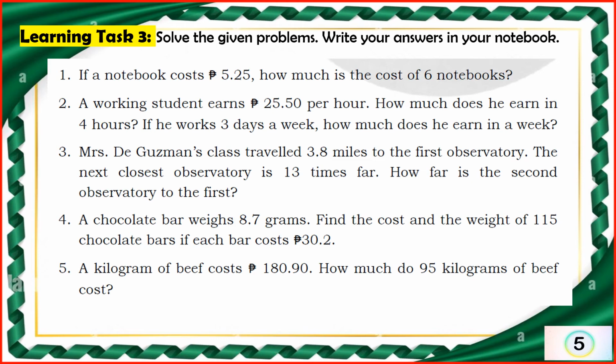Number 4, a chocolate bar weighs 8.7 grams. Find the cost and the weight of 115 chocolate bars if each bar costs 30 pesos and 20 centavos. Number 5, a kilogram of beef costs 180 pesos and 90 centavos. How much do 95 kilograms of beef cost?